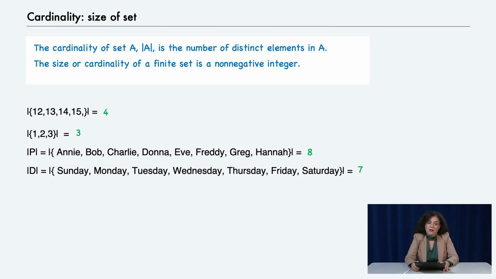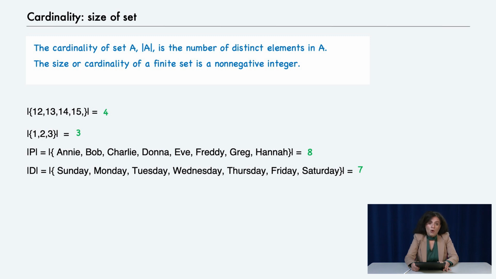Whenever we have sets, we have the cardinality of a set. And the symbol for the cardinality of the set looks like 2 vertical lines next to the name of the set. The cardinality of the set is the number of distinct elements in the set. So if we have the set A, we have the symbol 2 vertical lines surrounding the A, and the cardinality of A is the number of distinct elements in the set A. The size, or the cardinality, of a finite set is a non-negative integer.